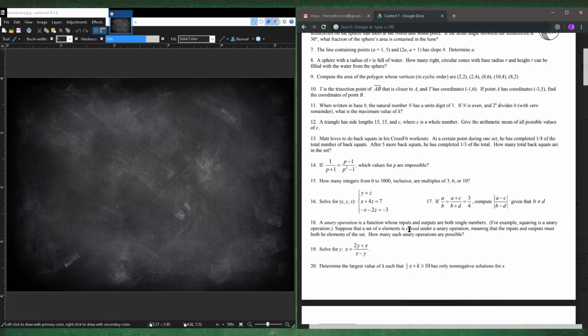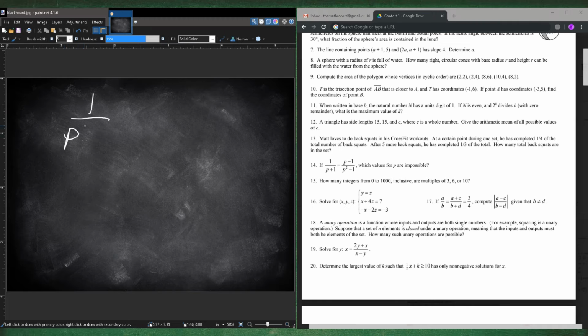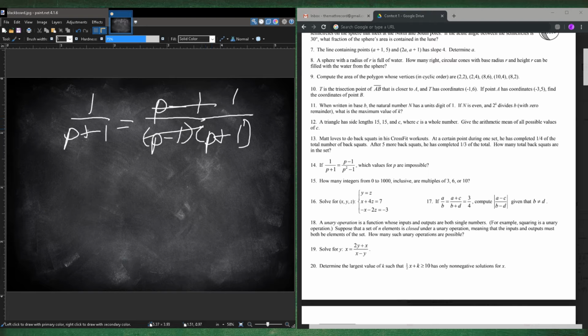Question 14. If 1 divided by p plus 1 is equal to p minus 1 over p squared minus 1, what values of p are impossible? So on the right side, p squared minus 1 can be factored into p minus 1 times p plus 1. So that kind of crosses out the p minus 1. So technically, you just have 1 over p plus 1 equals 1 over p plus 1.